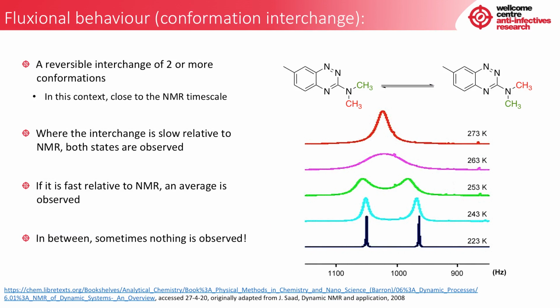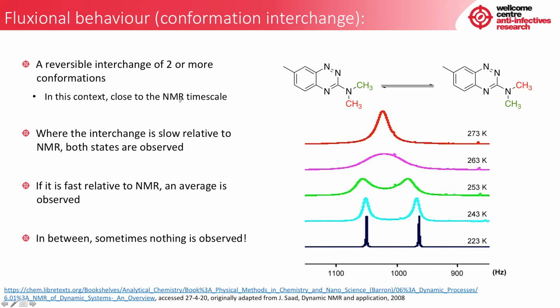So from the exchange of protons, let's move on to situations where the only exchange is of the position of one atom in space. This conformational interchange involves the interconversion of two or more conformations. I mentioned earlier that conformational change is fast compared to NMR. This is not always the case. So in this context, we're talking about changes that are close to the NMR timescale.